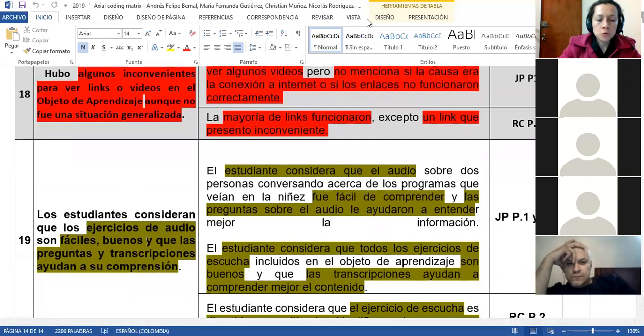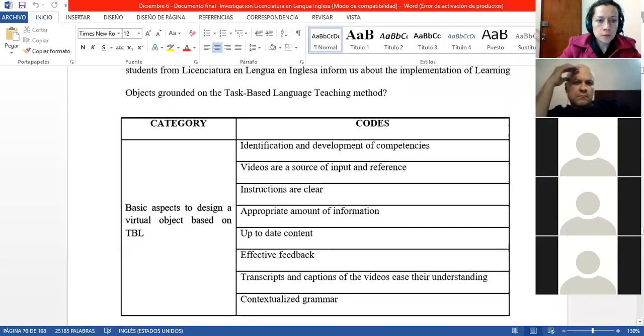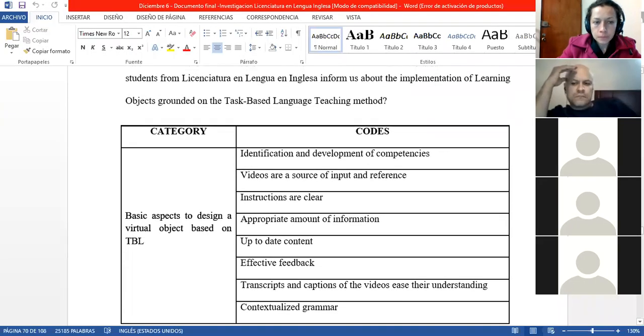So what do we have to do? Group again. And in order to do that, we need to take into account the question. I want to share my screen again. So here the question is, what are the students' opinions about that learning object?